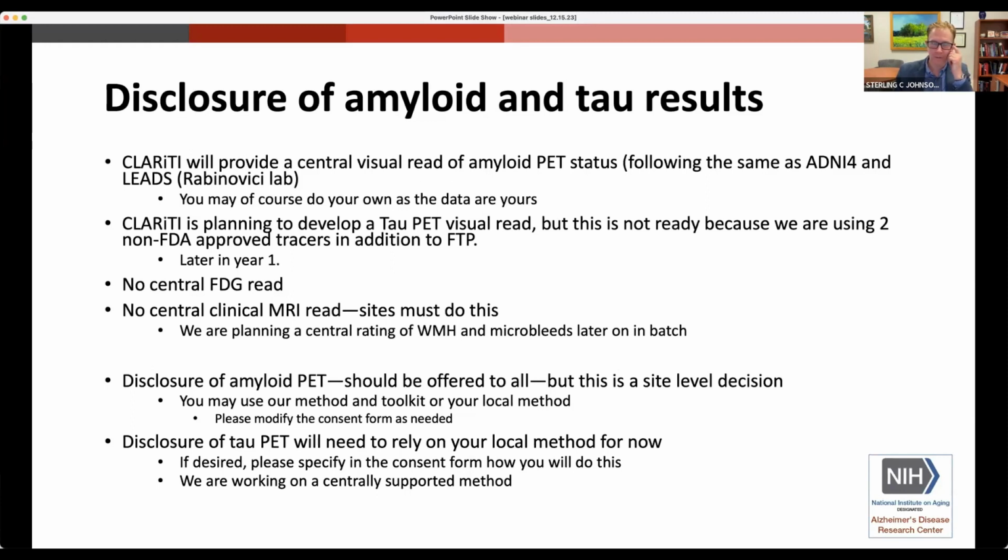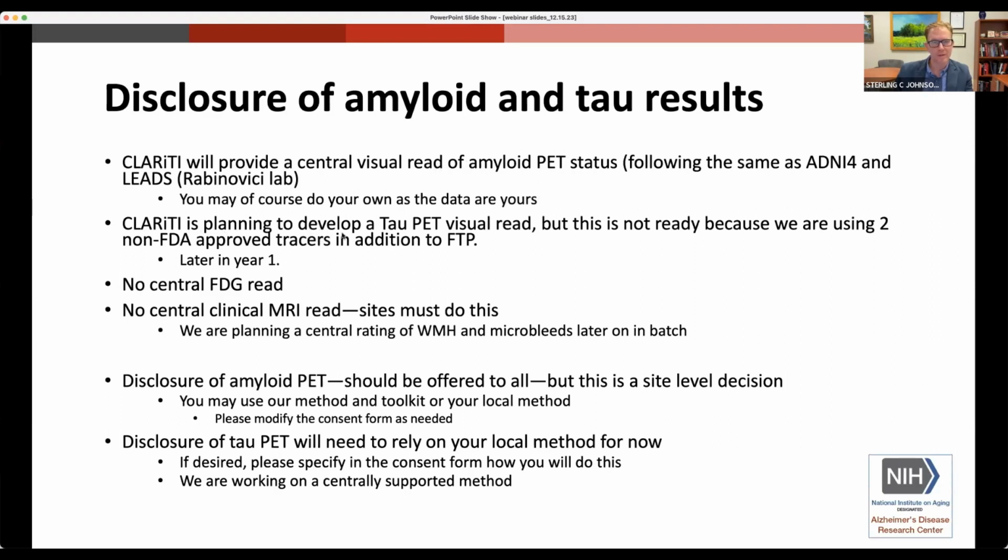So disclosure has been one of the biggest issues that has generated a ton of discussion for us. And just want to give you a little update there, and I'll turn it over to Annalise to provide a little bit more detail. But first of all, we will be providing a central visual read. This will be done by Gil Rabinovich and company. And we would like more central readers to volunteer for this pool of central readers. And there's a little bit of effort that we'll supply to do that. So anyway, those visual reads will be coming from this central service.